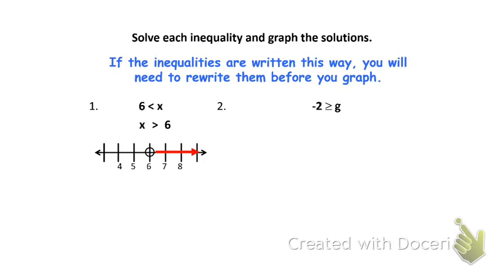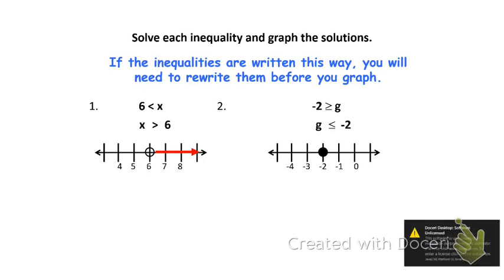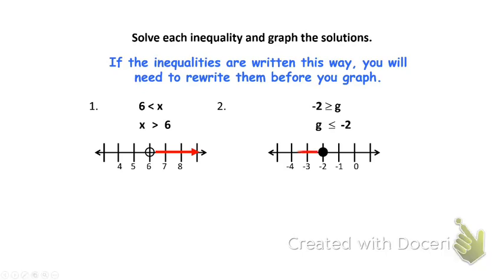Now for the next one, we have negative 2 is greater than or equal to g. The negative 2 is larger than g, or equal. When we rewrite it, we want to say that negative 2 is still greater, or that g is less than or equal to negative 2. So rewriting the problem means we'll flip the symbol, and we have g is less than or equal to negative 2. Now when we shade this, we have the closed point because we have the or equal, and we want values that are going to be less than or equal to it. So we'll shade to the left.